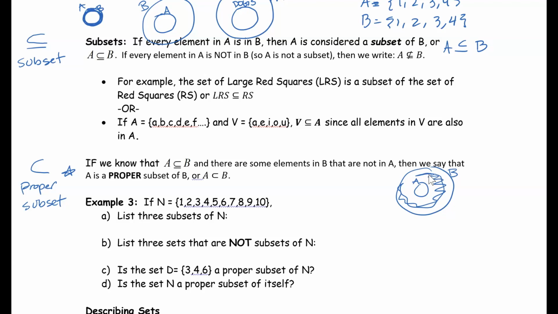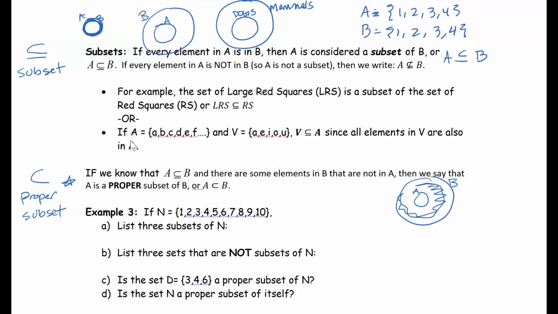So let's jump up and let's do a couple more examples here. If set A was the set of all the letters in the alphabet, we could say V is the set of vowels. V is a subset of A because all of the vowels are also part of the alphabet. V is also a proper subset of A because there are some letters in the alphabet that are not in that set of vowels. The set of vowels is not the same set as A, so we can also say it's a proper subset.